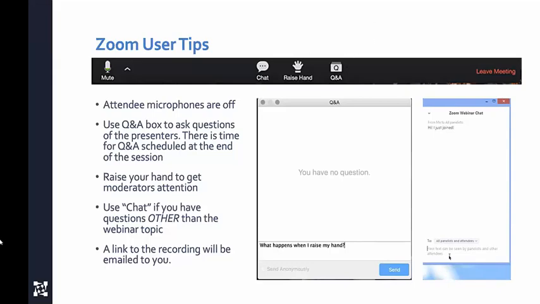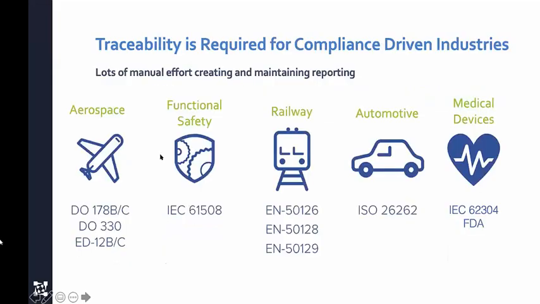Okay, so let's get to it. Let's talk about today's content and how we can make requirements traceability streamlined for safety critical industries. Now, let's start with why we need to do traceability in the first place.